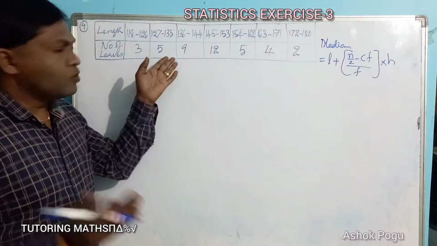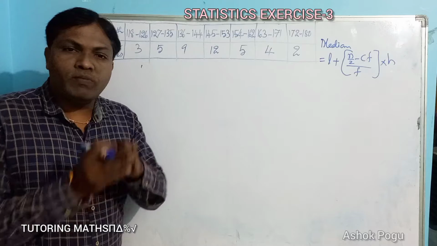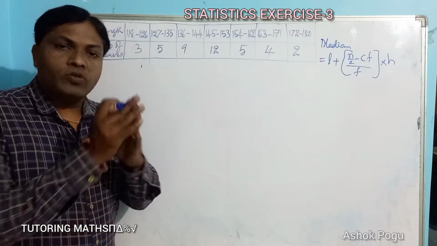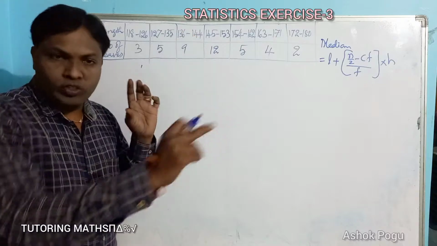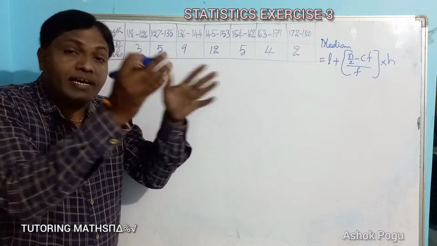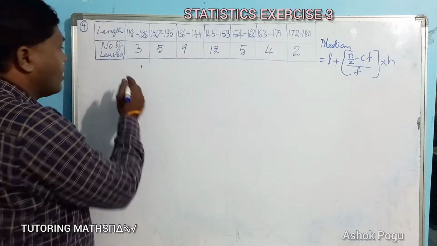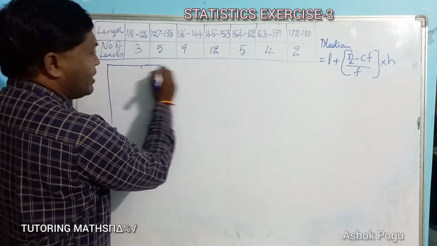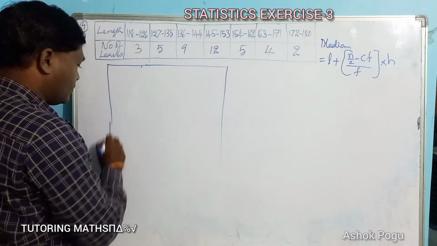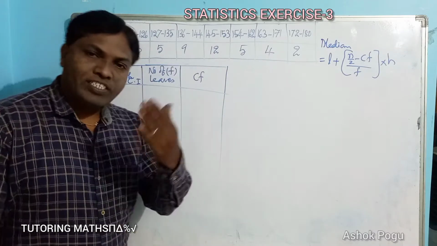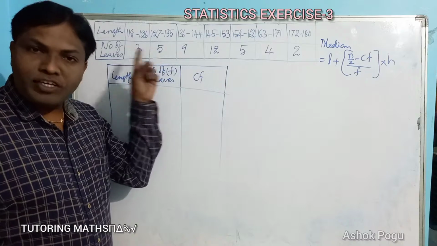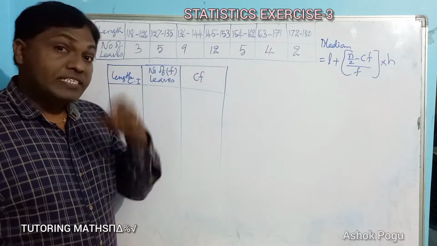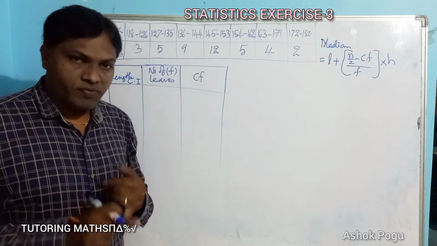You know that the given data should be converted into tabular form. Here we have 2 rows, and those rows should be converted into columns. We are classifying the given data. First of all, observe the given data. Length, these are class intervals. Check the class intervals first of all.